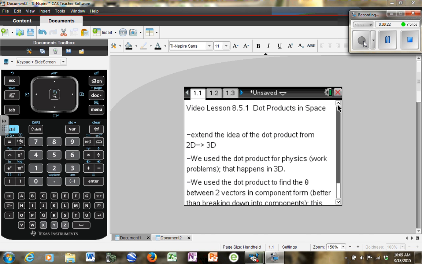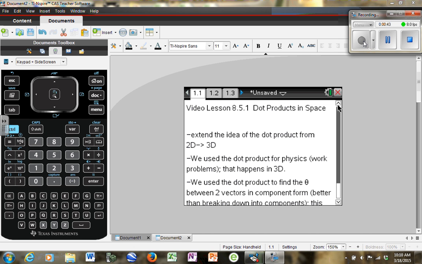So this is a pretty simple idea. This won't take very long, I don't think. All that we're doing here is extending the idea of the dot product from 2 dimensions into 3 dimensions. And we already played around with 3 dimensions a little bit in the last lesson. And so if you've got your straws available, that would be good for visualizing some of these concepts.